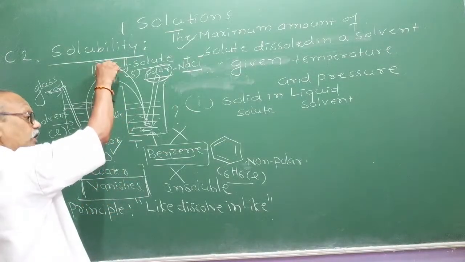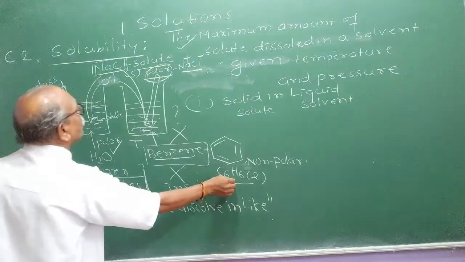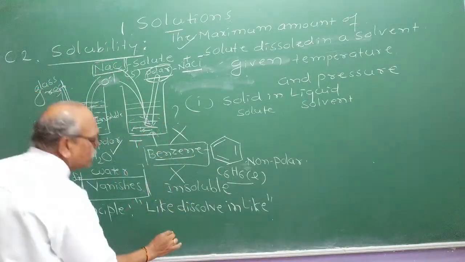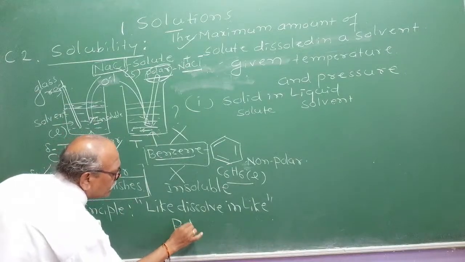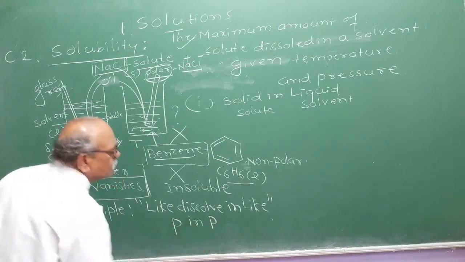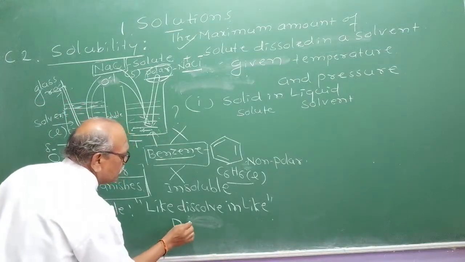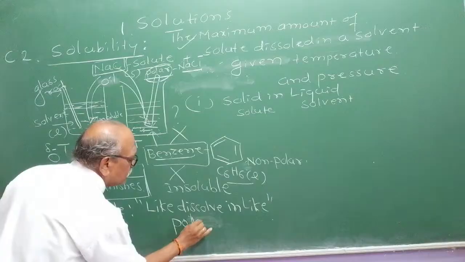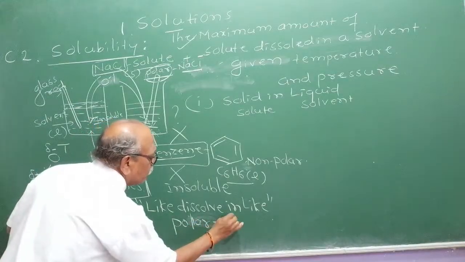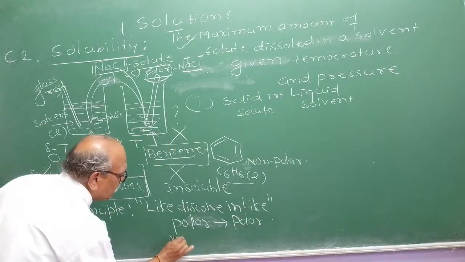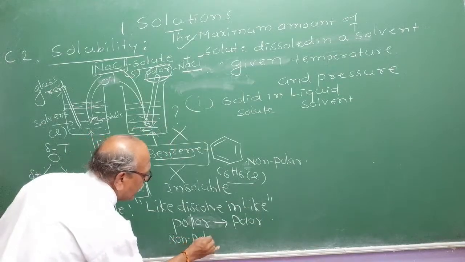Sodium chloride is polar in nature, benzene is non-polar, therefore sodium chloride cannot dissolve in a non-polar solvent. The meaning is that polar dissolves in polar, right? Polar substance dissolves in polar, non-polar dissolves in non-polar. That is the meaning of like dissolves like.